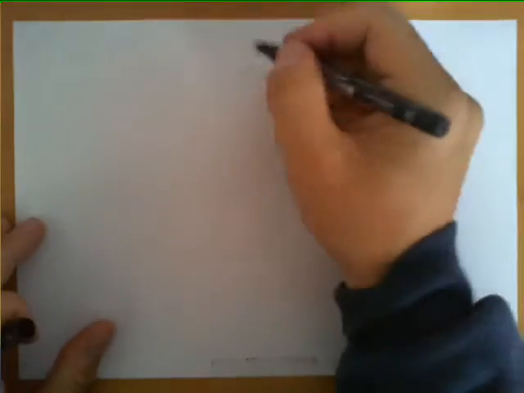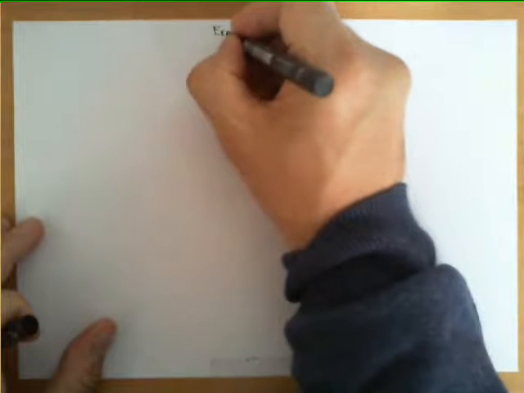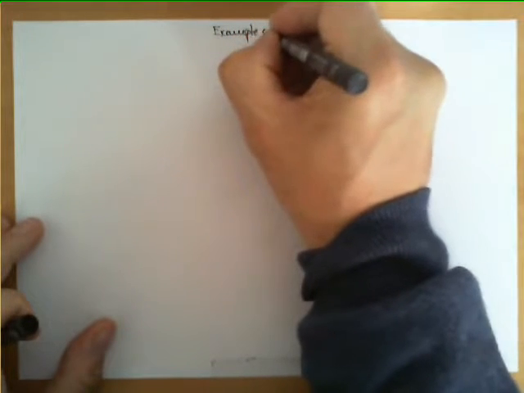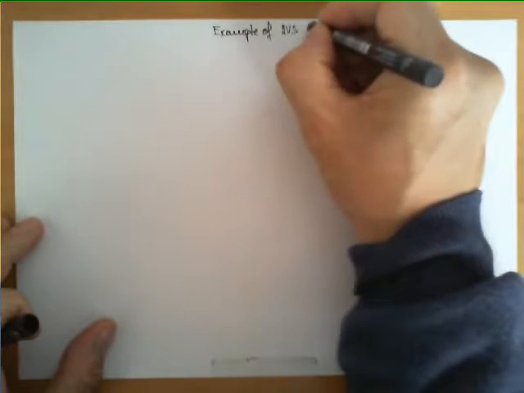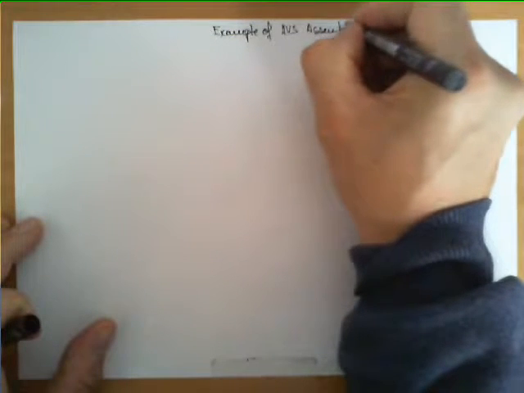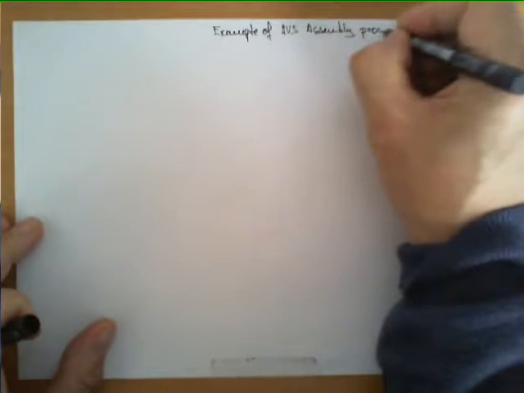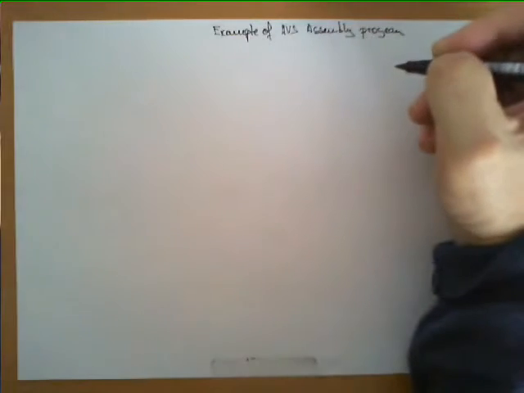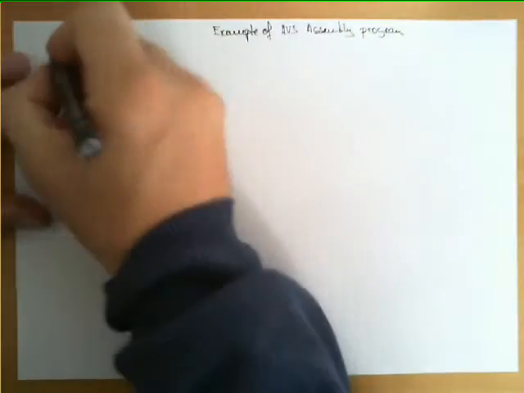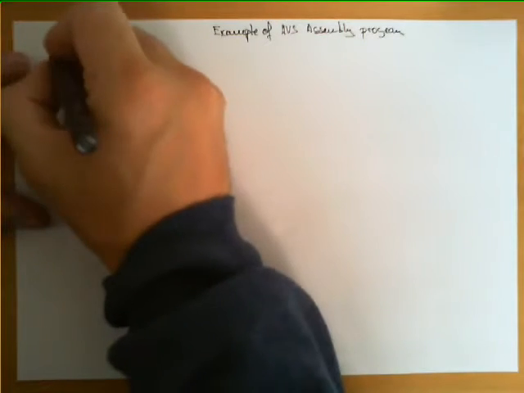In this video, we are going to explain an example of an AVR assembly program. As we said before, an assembly program should always start by defining its data.